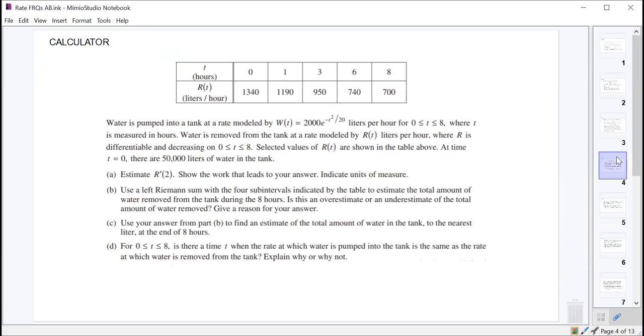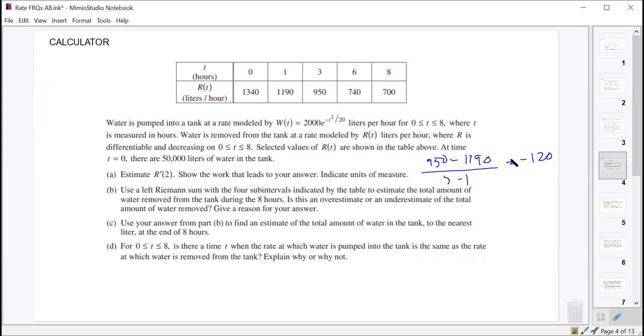So we are estimating R prime of 2. This is just like the first part of that first one that we did today. Estimating R prime of 2 ought to just be 950 minus 1190 over 3 minus 1. Everybody go with that? What does that come out to be? That's negative 240 over 2, negative 120.